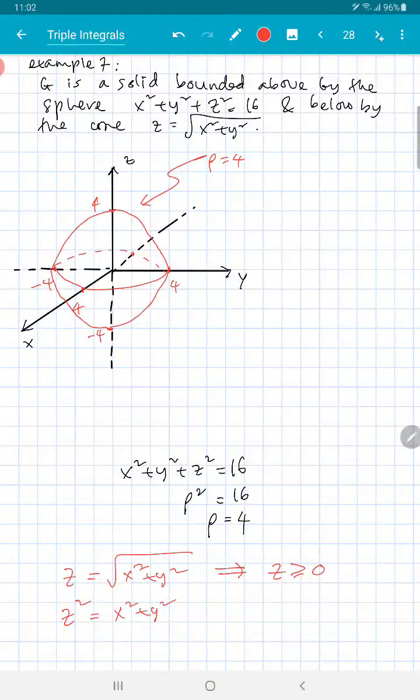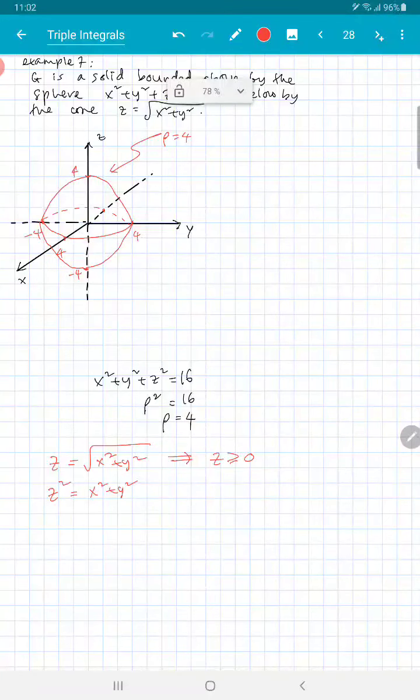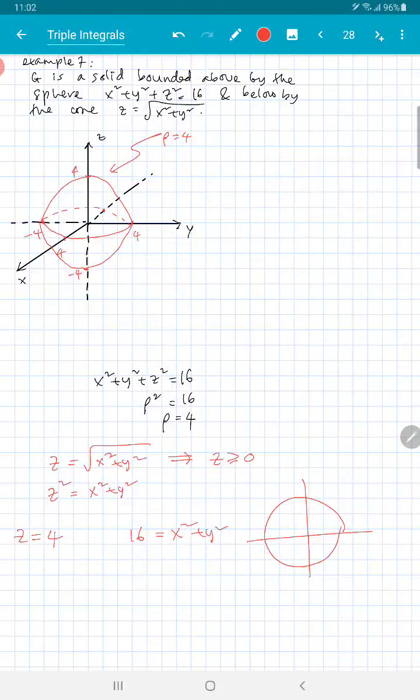Now, this is just a revision really. To sketch this we need a view from the front, the side, and the view from above. For the view from above, we let z be a constant. So let's say we let z equals 4. Then we have 16 equals x squared plus y squared, which is really a circle of radius 4. So this is the view from above when z is 4.